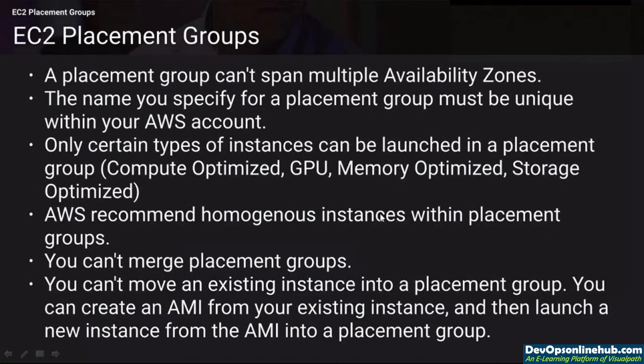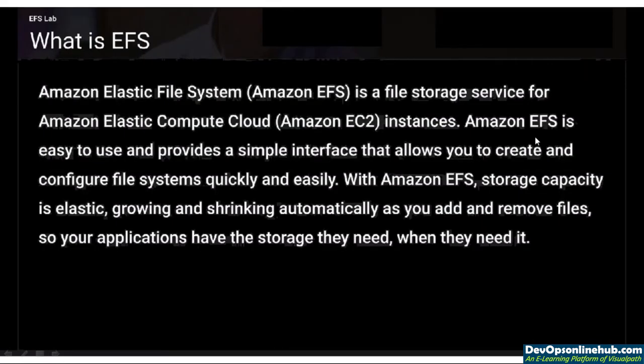So EFS, that is Elastic File System, is basically a storage service for Elastic Compute Cloud instances. Like for servers, I can make use of EFS instead of EBS as well. Now, how does EFS basically help me? EFS is easy to use, provides a simple interface that allows you to create and configure file systems quickly and easily. With Amazon EFS, the storage capacity is elastic, growing and shrinking automatically as you add and remove files, so your applications have the storage they need when they need it.